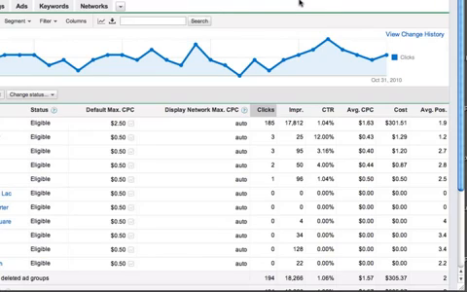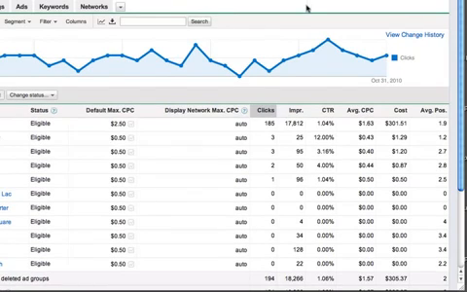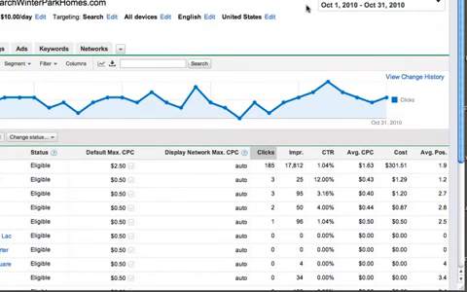So there are some tips for you on managing your Google AdWords accounts, and how you can fine-tune it and do some adjusting to see if you can maximize what you're getting in your Google AdWords account.